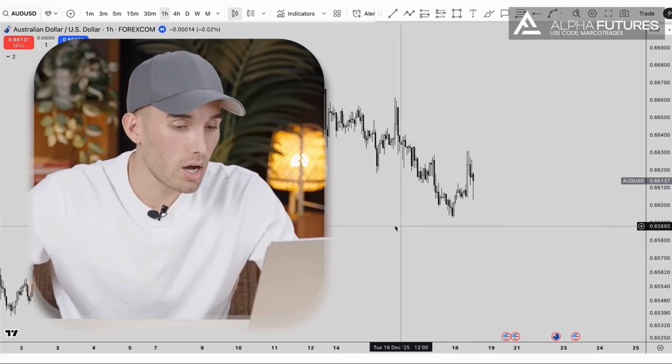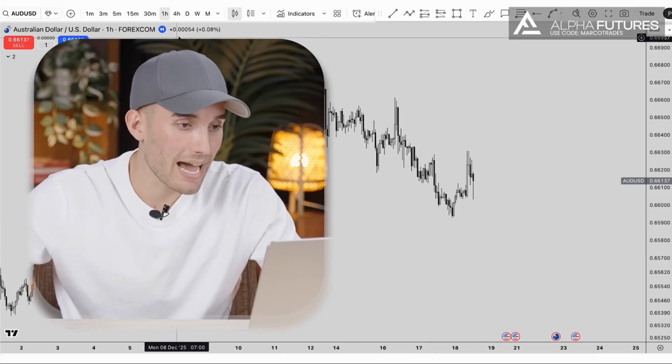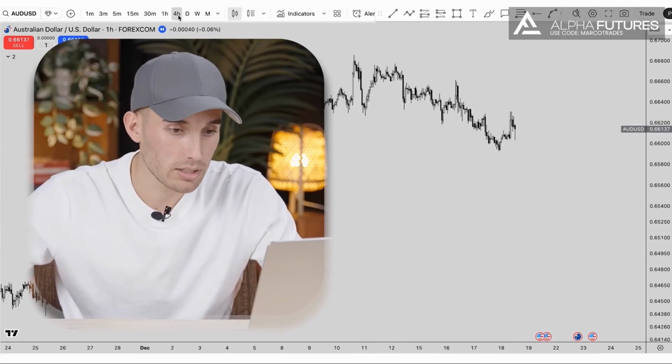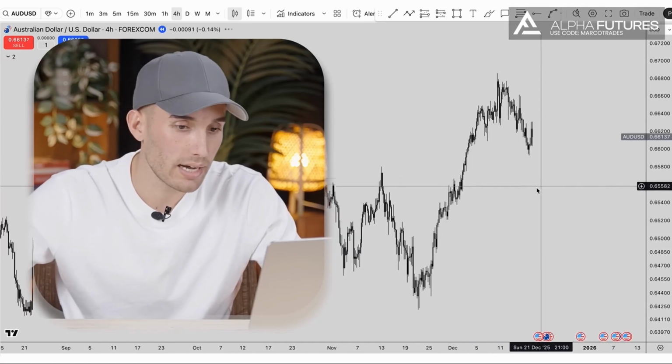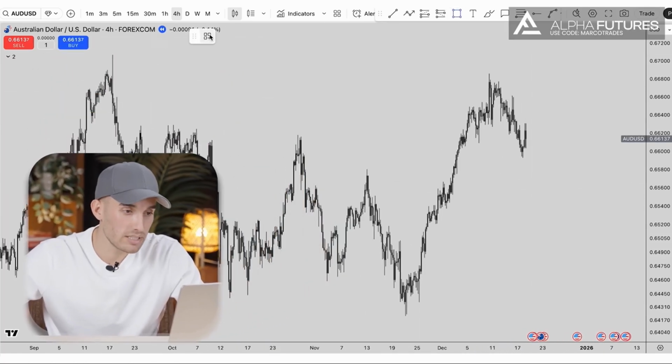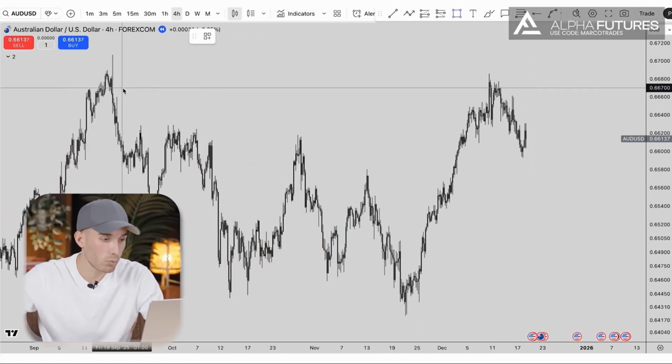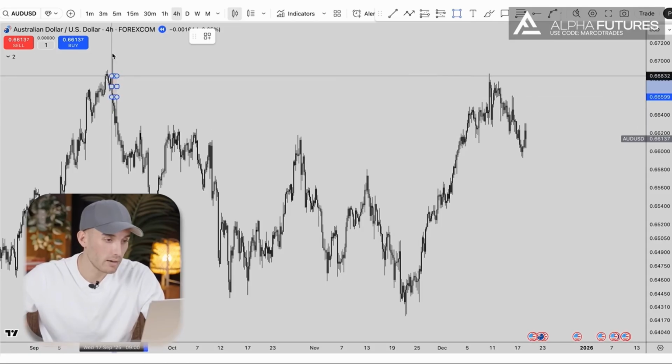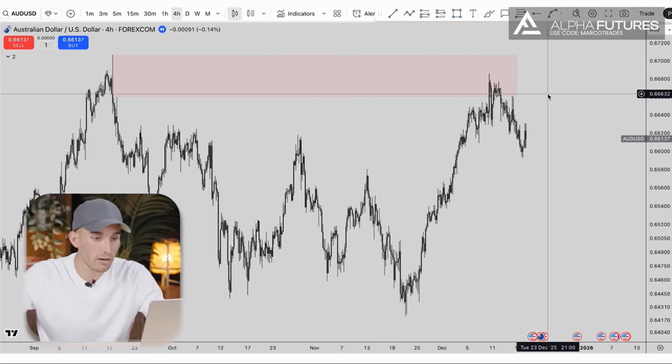So we're on Aussie dollar on the hourly time frame right now. Let's zoom out a little bit so we can get an idea of what's going on in the higher time frames. Right away, what can we see in the relevant, current price action here? I'll draw on this red box, drag it over. We can see that we've had a clear buildup at the highs.